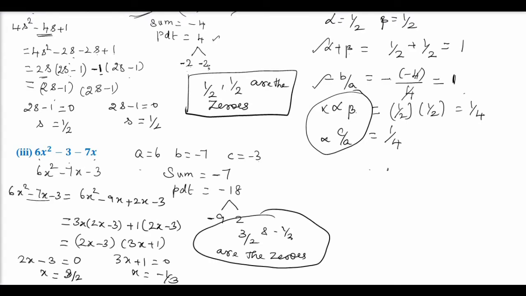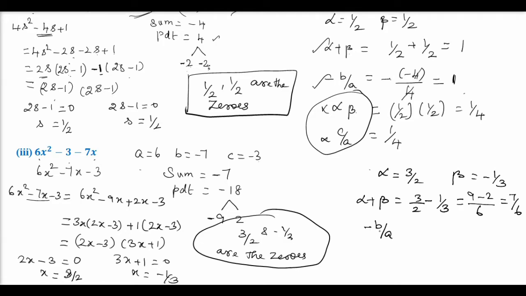Go to the verification part, taking alpha equal 3 by 2 and beta equal minus 1 by 3. Now we'll see what is alpha plus beta. Alpha plus beta equal 3 by 2 minus 1 by 3. So the LCM will be 6, so that you get 9 minus 2, that is 7 by 6. Now this should be equal to minus b by a. Let's verify whether it's equal or not.